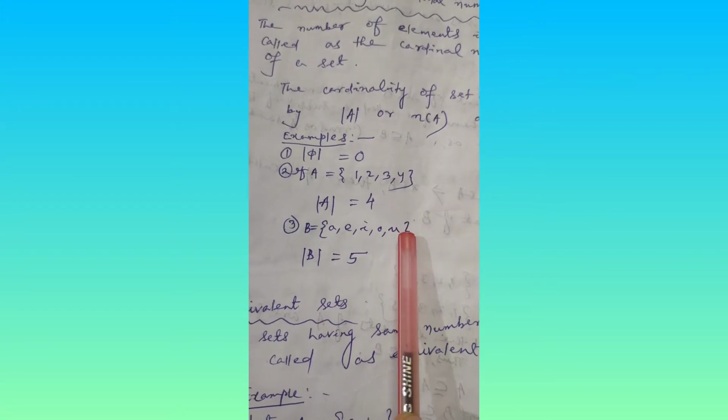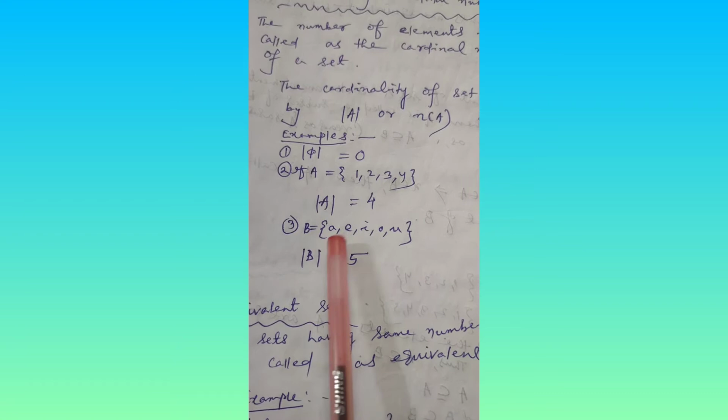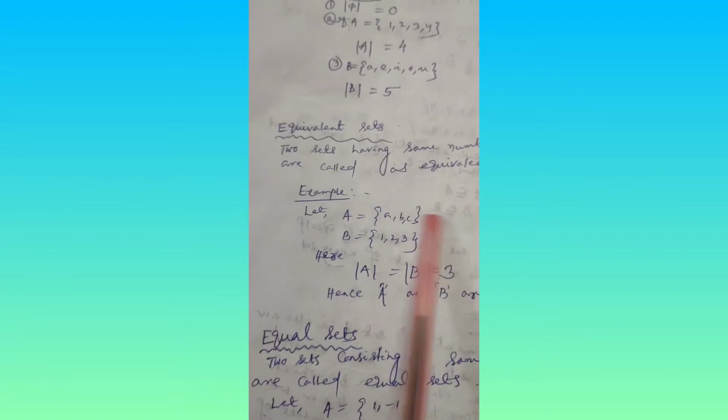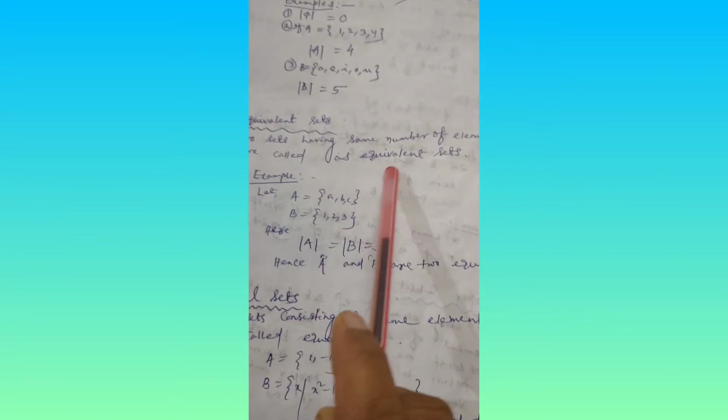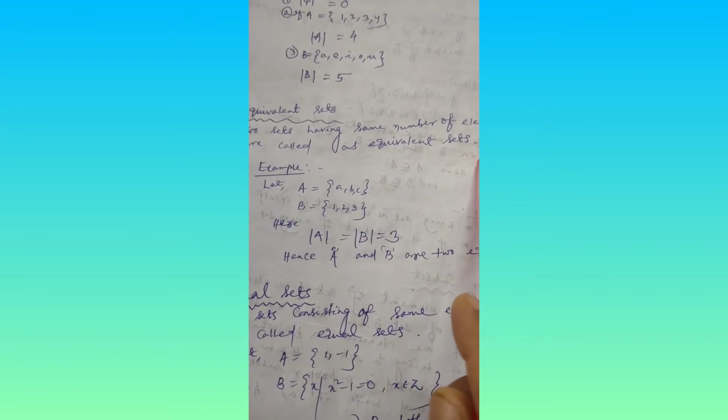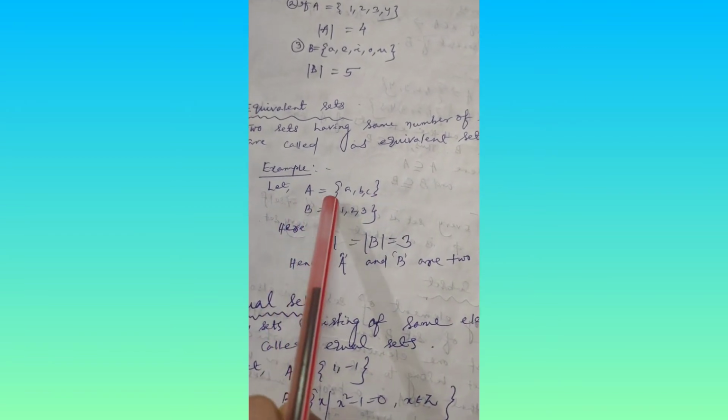Consisting of elements A, E, I, O and U. Definitely B has 5 elements. Therefore, the cardinality or cardinal number of B is 5. Now we'll consider equivalent sets. Two sets having the same number of elements are called equivalent sets. Examples are to be considered.